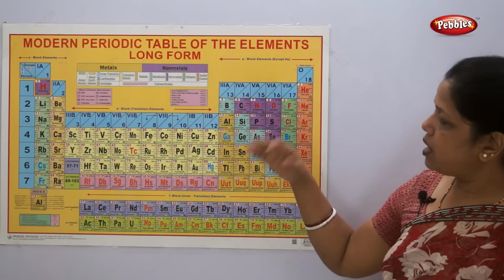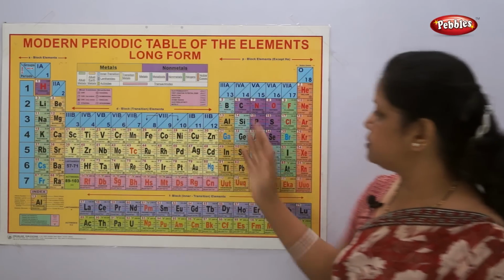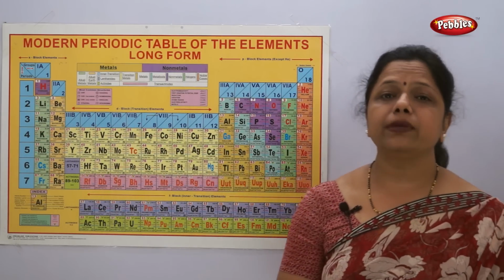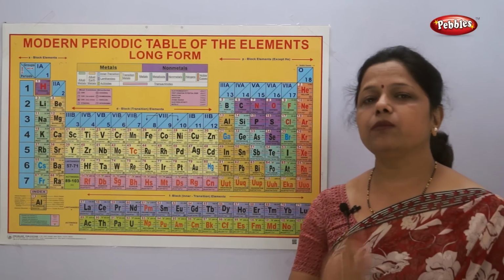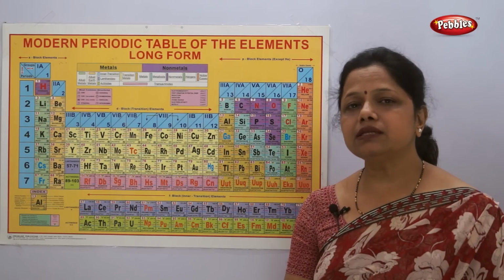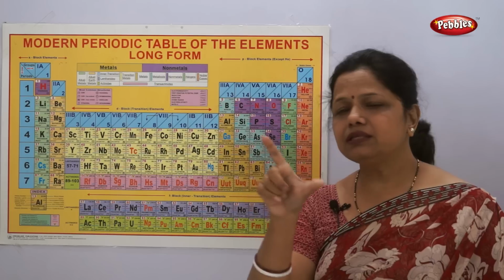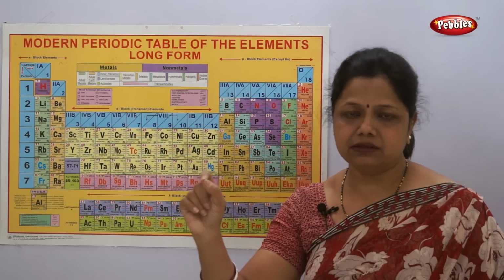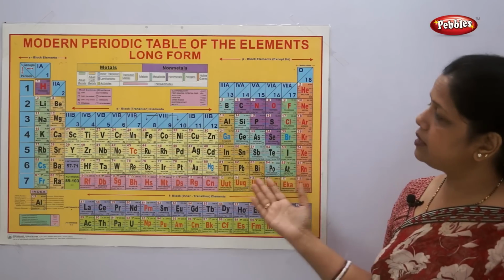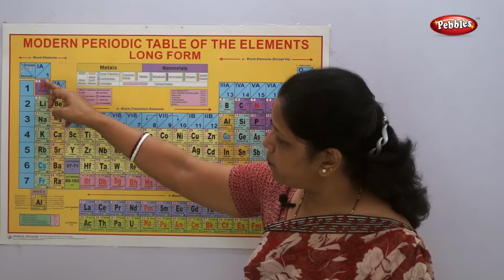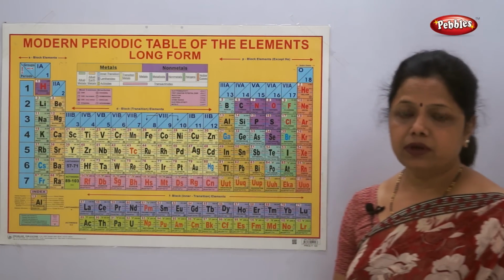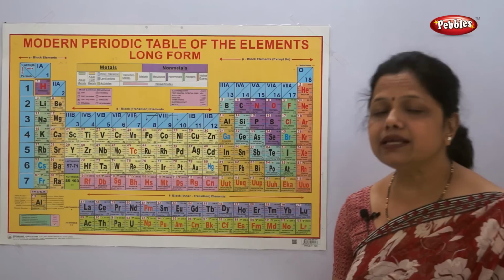Now we have understood how the valency increases. What about the atomic size? Now what is atomic size? It's the distance from the nucleus of the atom to the last shell. This is called the atomic radius and it is also known as the atomic size. Now the atomic size, when I go from top to bottom in a group, increases.